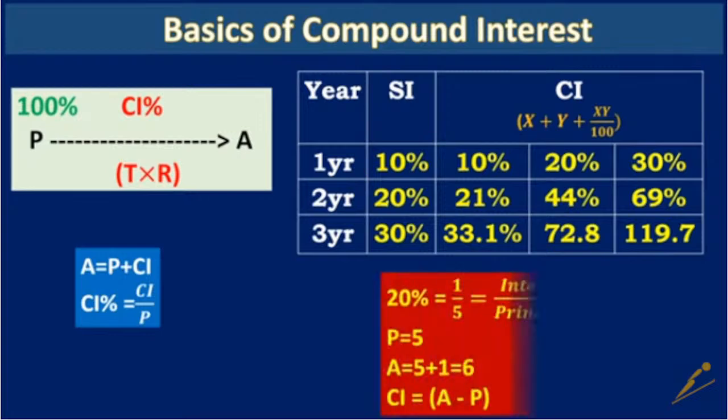For example, given the interest rate is 20%, which equals 1 divided by 5. We know from the compound interest formula the denominator value is principal and the numerator value is compound interest. Then the principal is 5 and the CI is 1. We can calculate the amount that is due at the end of 1 year. Using the formula, A is equal to 5 plus 1, which is 6. We can calculate the compound interest using the formula, CI equals the difference between the amount and the principal.